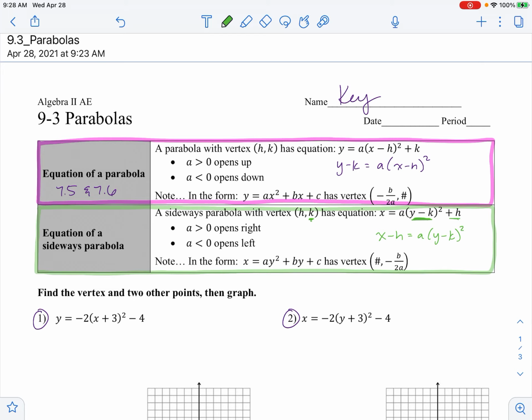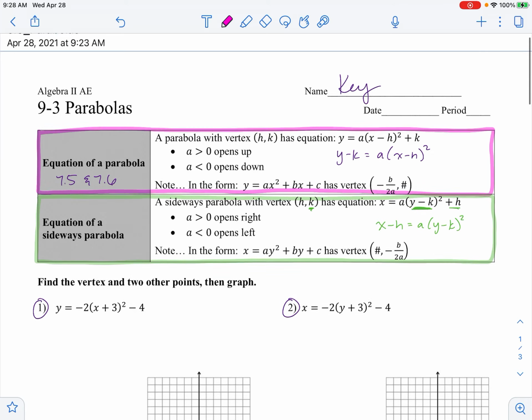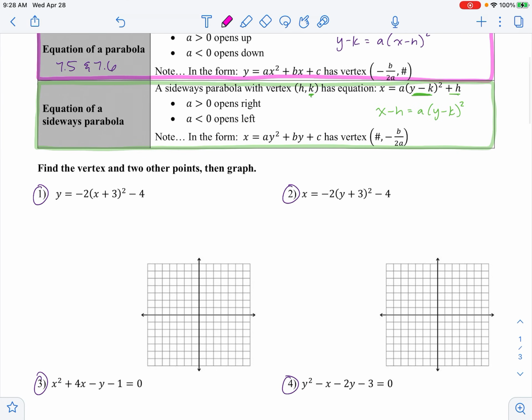As I'm looking at these, the first thing I'm paying attention to is that only one of my variables is being squared. That is what is going to tell me if it's a parabola versus one of our other conic sections. The second thing I'm going to do is decide, is it an up or down parabola or is it a side-to-side parabola? Number one here is y equals, so that means it's up and down. Our -2 means that this parabola is opening down.